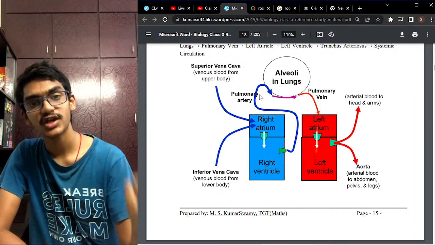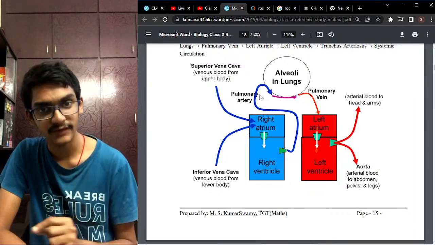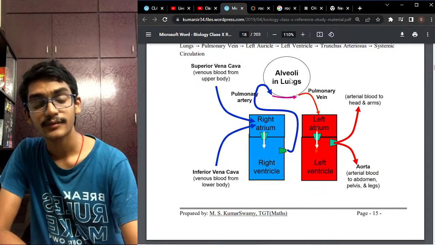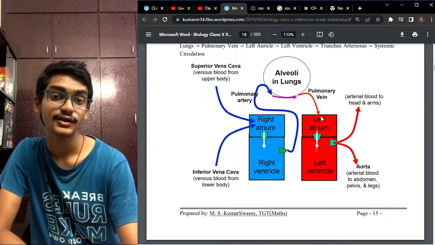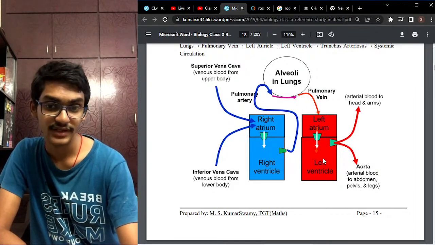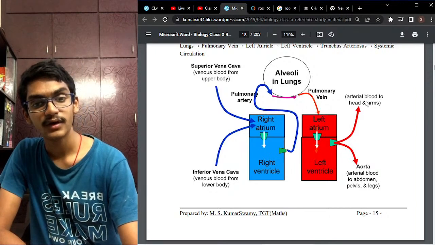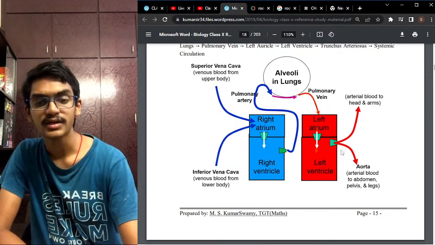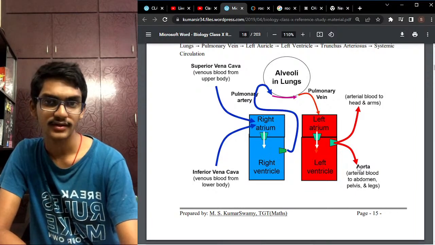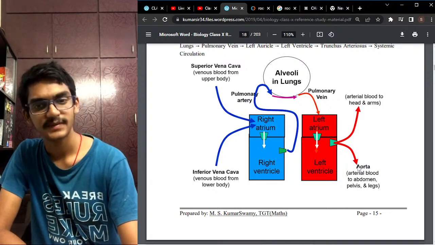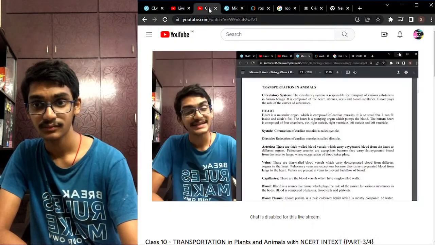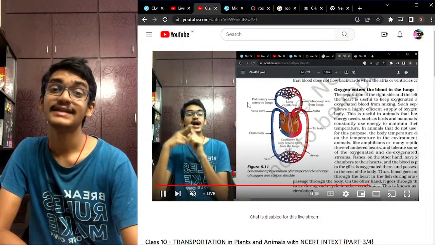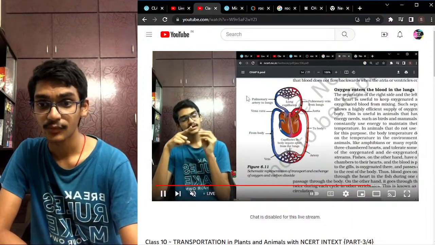In the lungs, the purification of the blood will take place with the help of alveoli, and after that the purified blood will enter through the pulmonary vein, and with the help of the pulmonary vein it will enter the left atrium. From the left atrium it will go to the left ventricle. From the left ventricle, with the help of the aorta, it will be transported to the upper and the lower parts of the body. The purified blood has been transported. This is a cycle that you have to remember, and this entire process is considered to be the double circulation process.